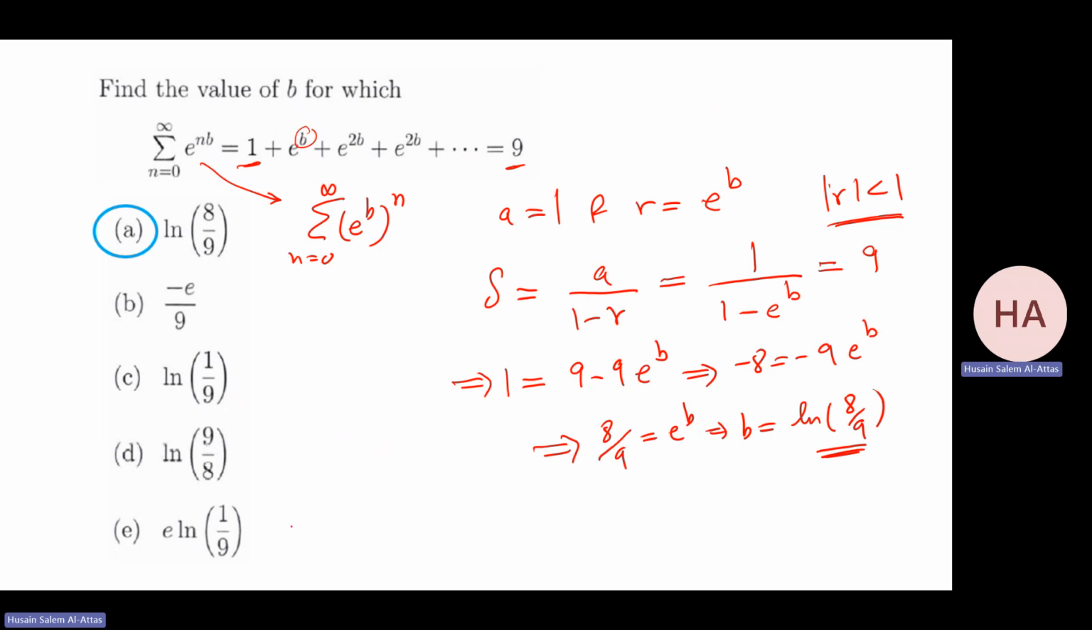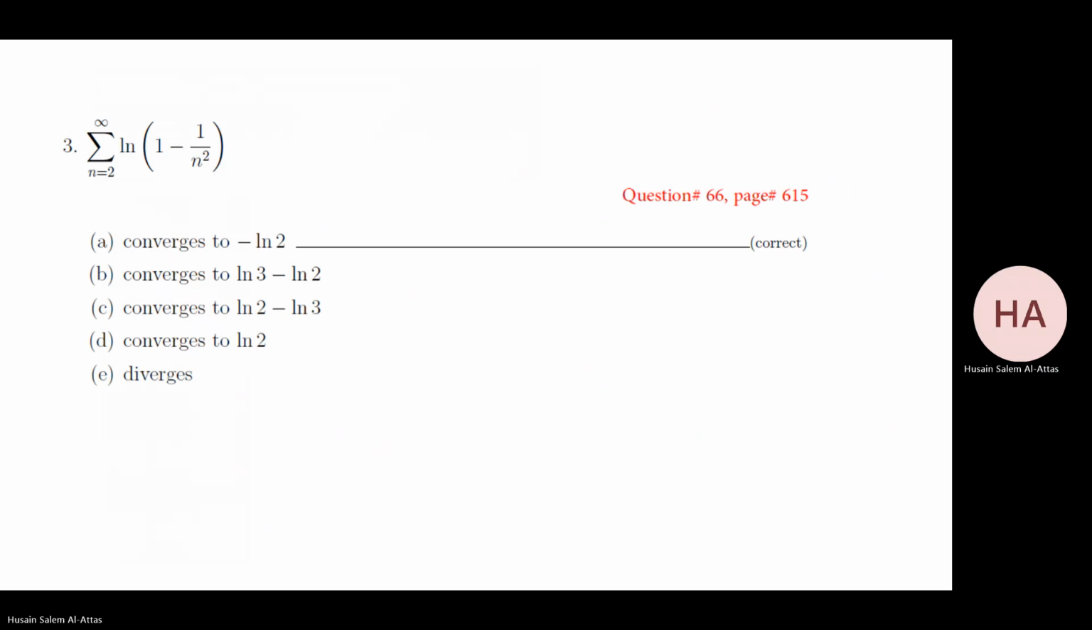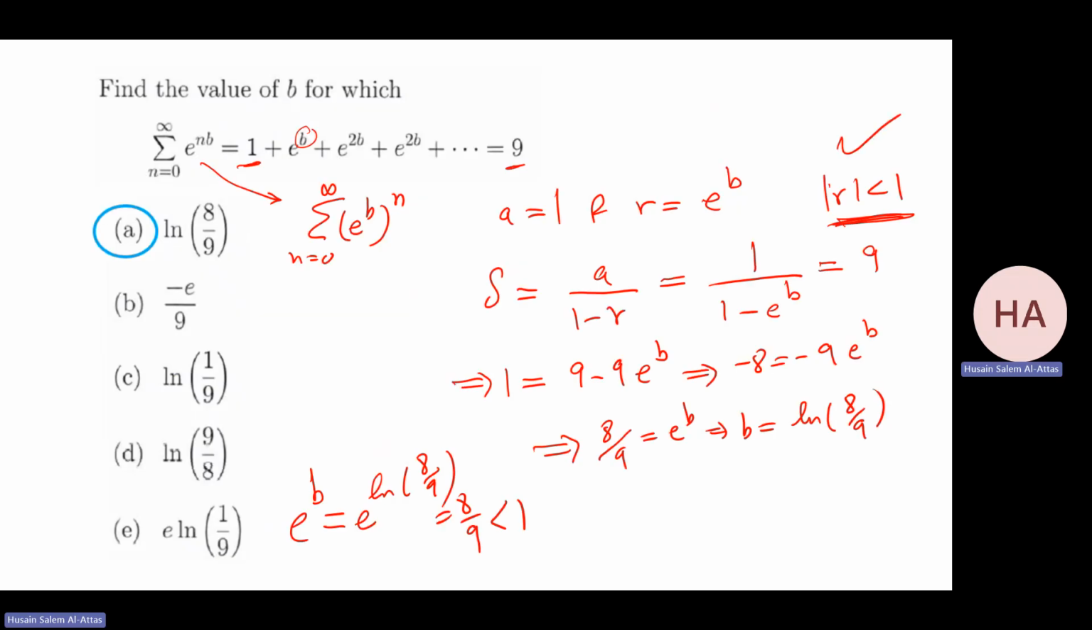Then what is e to the power b? I want to be sure it's less than 1. It will be e to the power ln of 8 over 9, which is 8 over 9, which is less than 1. So this is correct. If b equals this, then this converges, and the sum is equal to 9. So b is ln of 8 over 9.